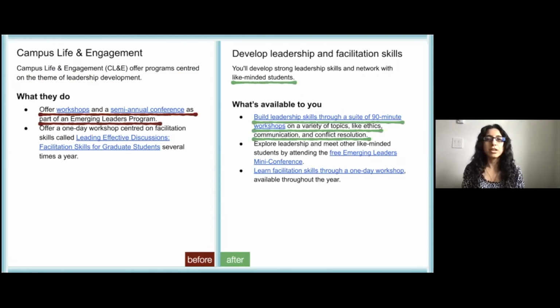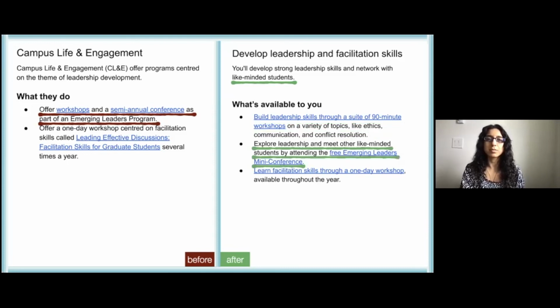So next, if we look at this first bullet under what they do, it originally read, "Offer workshops and a semi-annual conference as part of an emerging leaders program." So now I've split this up into two different bullets in the newer version. The first one is, "Build leadership skills through a suite of 90-minute workshops on a variety of topics like ethics, communication, and conflict resolution." And the second one is, "Explore leadership and meet other like-minded students by attending the free Emerging Leaders mini conference."